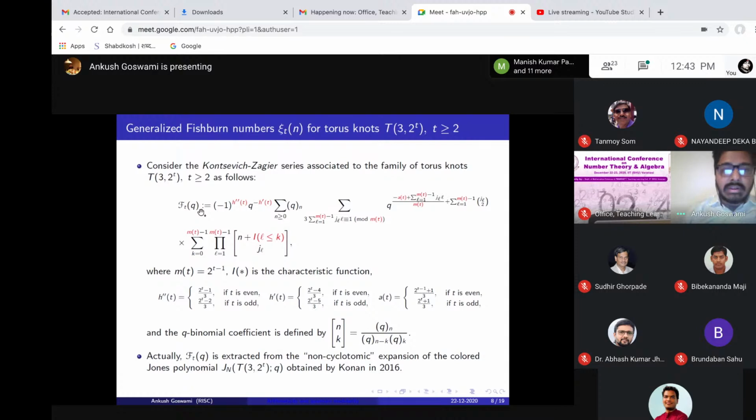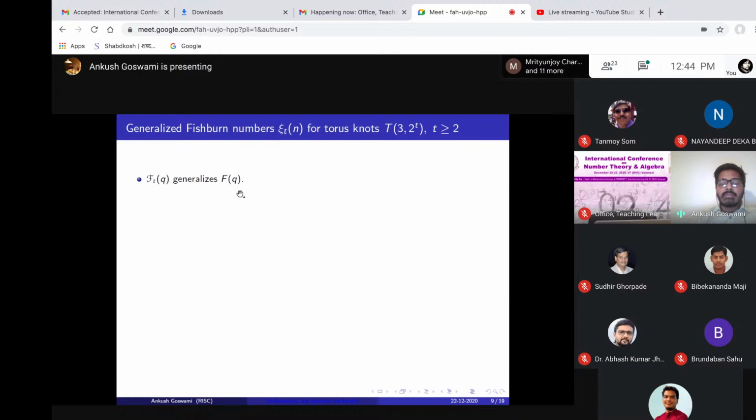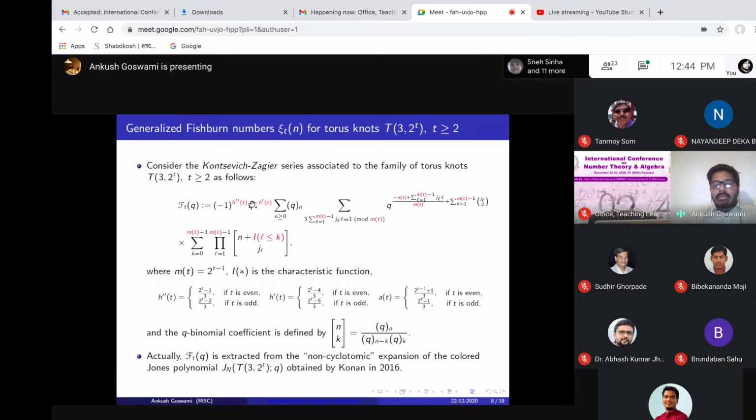Okay, so one more reason why it is important to study congruence properties for the coefficients coming from this function F_t of Q is because it is a generalized version of the original Kontsevich-Zagier series F of Q. So basically, if you choose t equals 1, and if you adopt usual conventions, you see that you will get F_1 of Q equal to F of Q, because if I go back here, this inner sum simply becomes 1, and then this H double prime t and this H prime t simply become 0 or 1, something like that. And then you essentially end up getting this function F of Q. This is what you'd get.